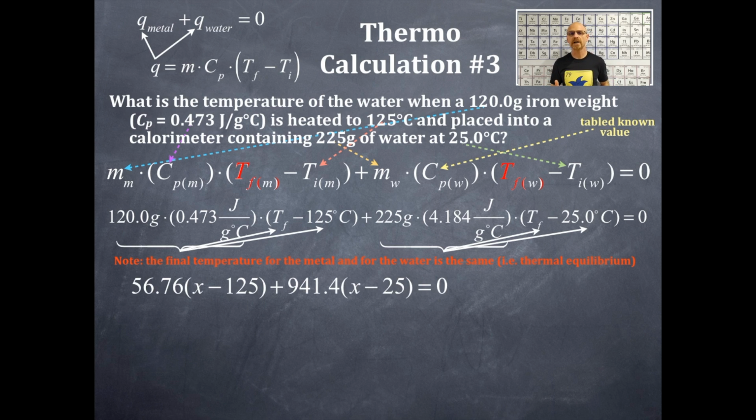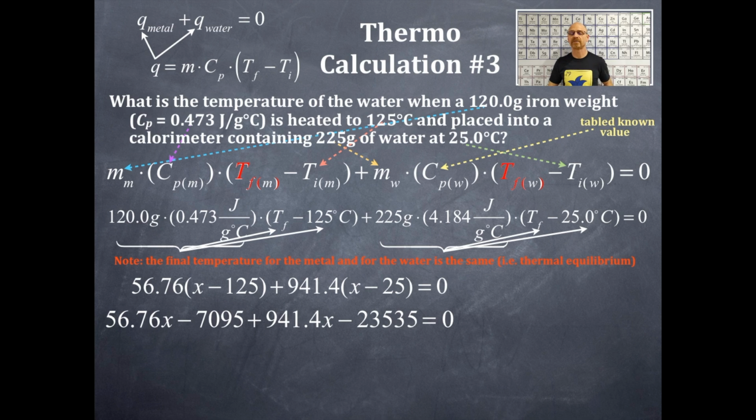So the product of 120 and 0.473 is 56.76. I've replaced the TF with X, so that's why that's in that parentheses, minus the 125, plus 225 times 4.184, the product of that is 941.4 times the quantity X minus 25. Now, again, you're going to distribute the 56.76 with the X and the negative 125, and then distribute the 941.4 with the X and the negative 25. And that's what I've done right here.